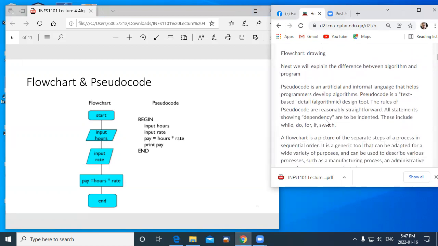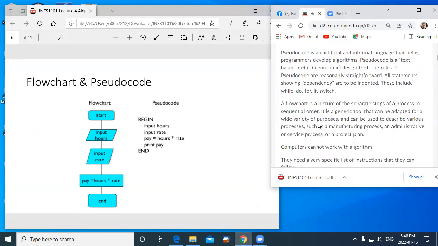A little bit about pseudocode. A flowchart is a picture. Computers cannot work with the algorithm. So that's the thing, right? We have this algorithm, and as the notes say, that's not enough for a computer. You can't give a computer a flowchart or pseudocode. You have to code it. So coding it is going to put it into a computer language.